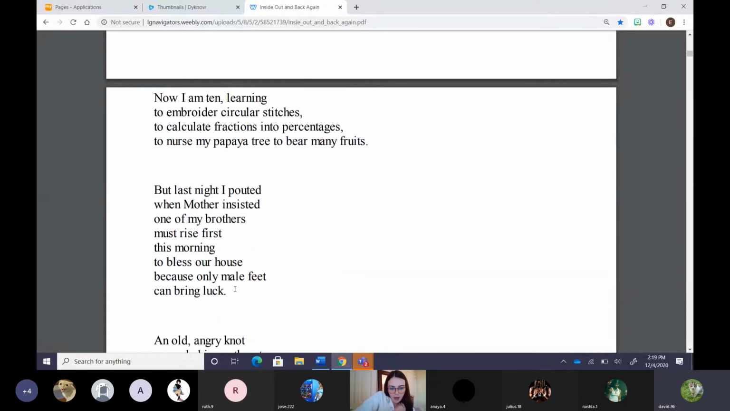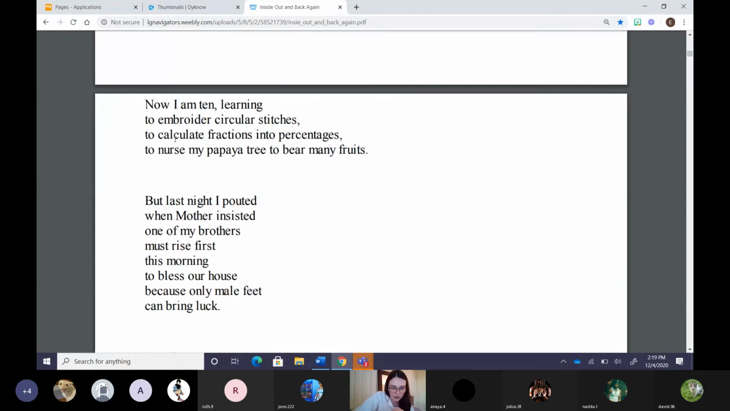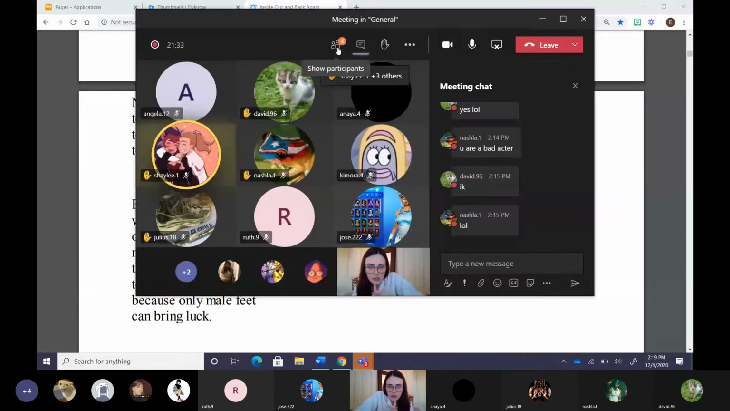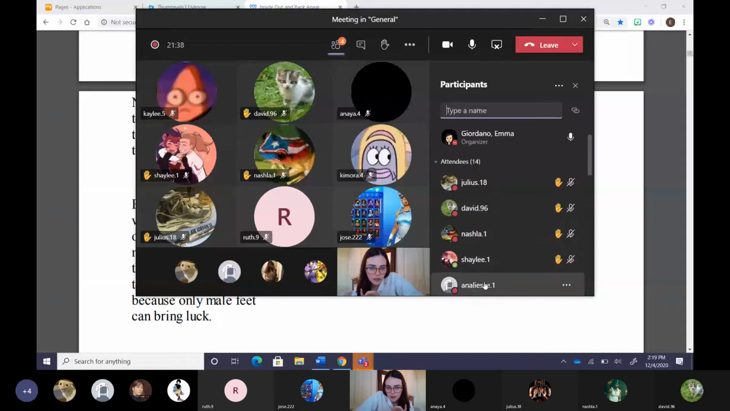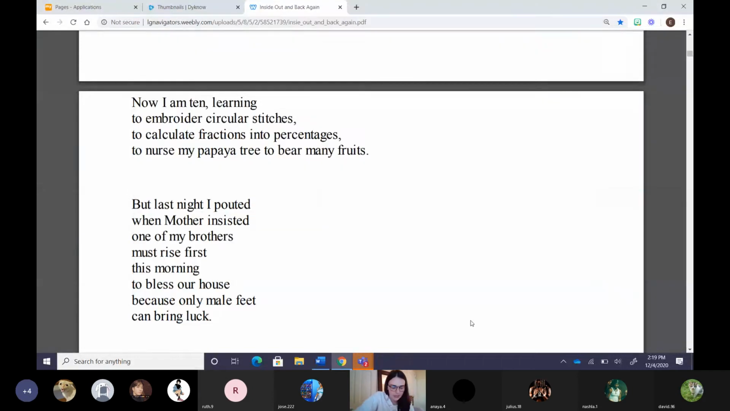I have a volunteer before we're going to move on to the next poems where we'll get more in depth because we haven't read them yet. Could I have a volunteer, someone raise their hand and read these two stanzas I have up on my screen out loud? Raise your hand if you would like to read out loud. All right, Shaylee, why don't you go for it? You read the two stanzas, and then I'll ask another volunteer to go from where it says now I'm 10.